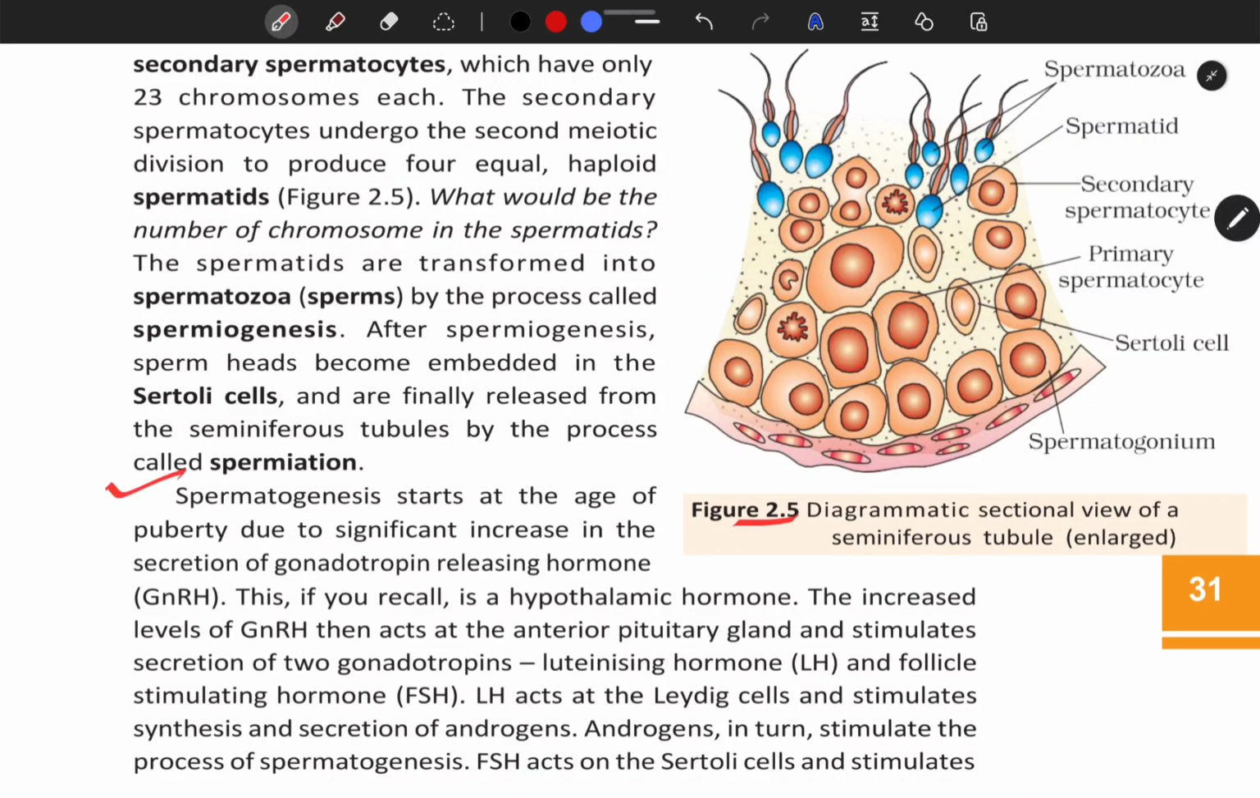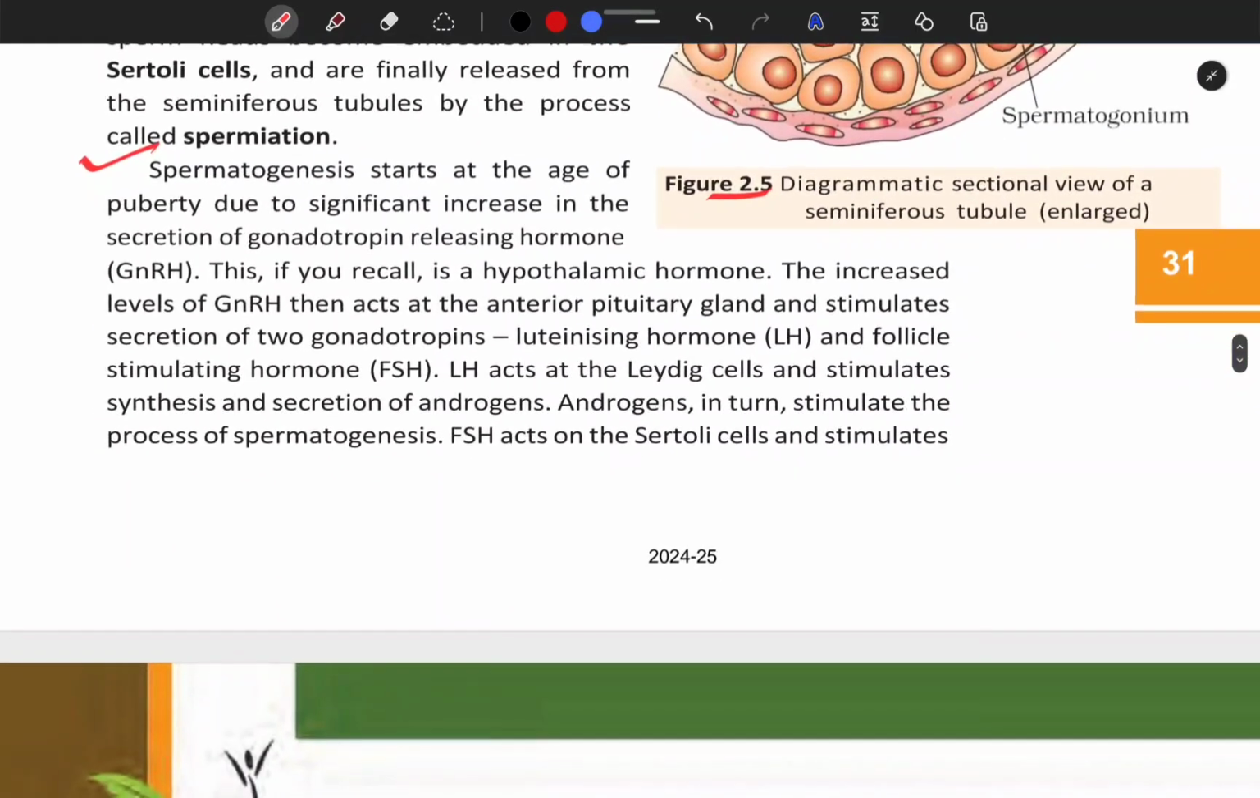Spermatogenesis starts at the age of puberty due to significant increase in the secretion of gonadotrophin releasing hormone. This, if you recall, is a hypothalamic hormone. The increased levels of GnRH then act at the anterior pituitary gland and stimulate secretion of two gonadotropins, luteinizing hormone, that is LH, and follicle stimulating hormone, FSH.